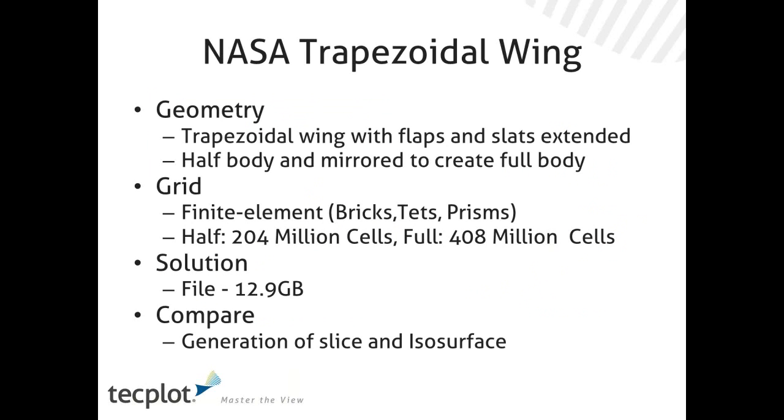We've actually made it into a full body by just copying the data to the other side. It's finite elements, has bricks near the wall, tets away from the wall, and uses some prisms in between. And it's 204 million cells for the half, but in this case we're actually looking at 408 million cells, so it's almost half a billion. I'm sorry, 500 million cells.